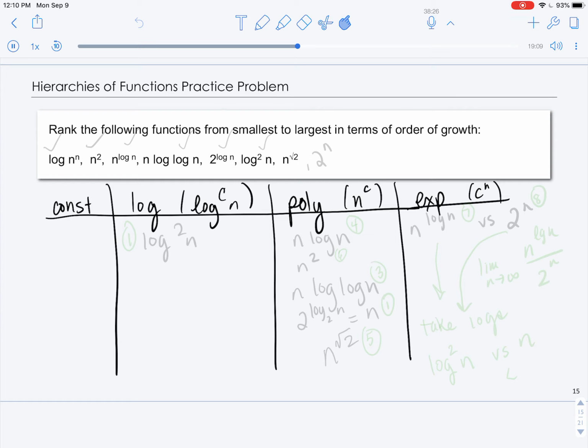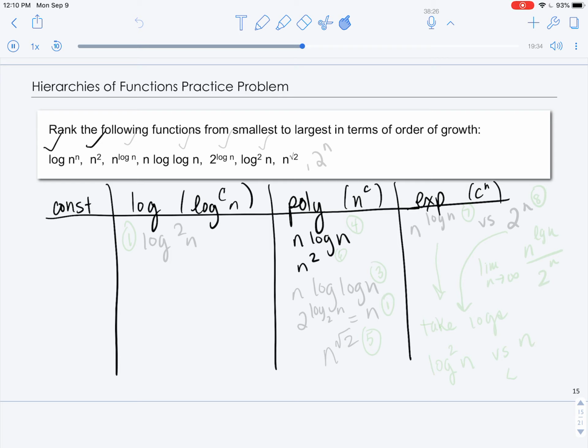So let's discuss that. Our first function is (log n)^n. When we simplify this, this is going to be n log n. Since it's at least n to some constant 1, we can put it in the poly bin. So I'm going to put n log n in the poly bin. Then n squared is poly.